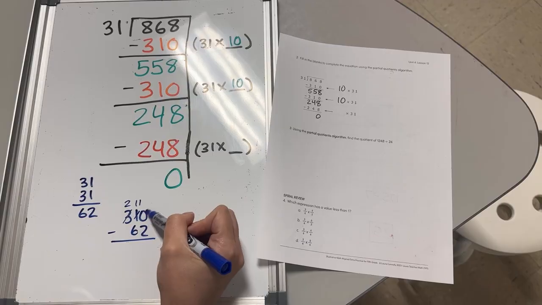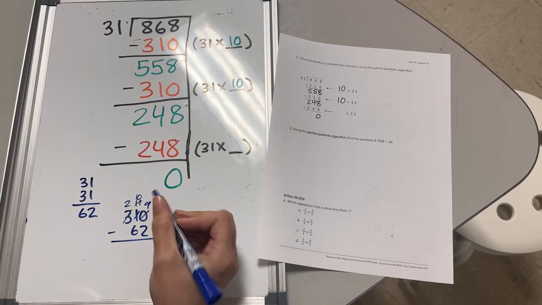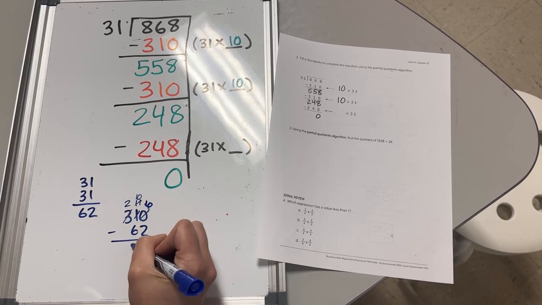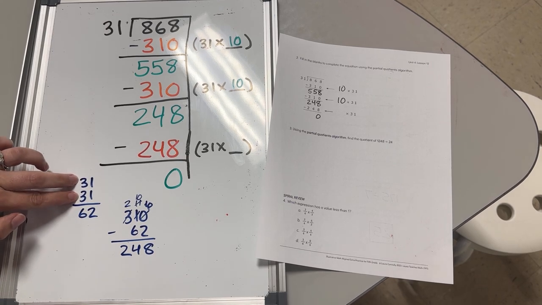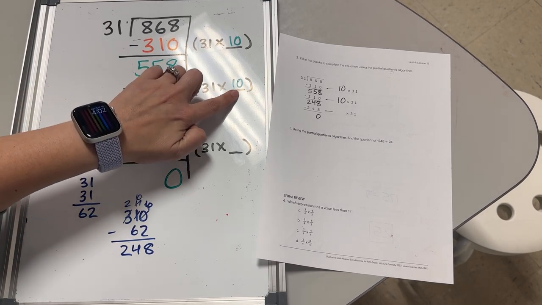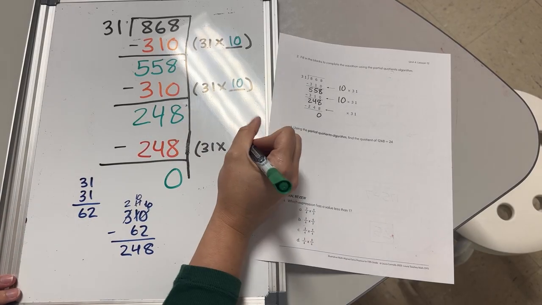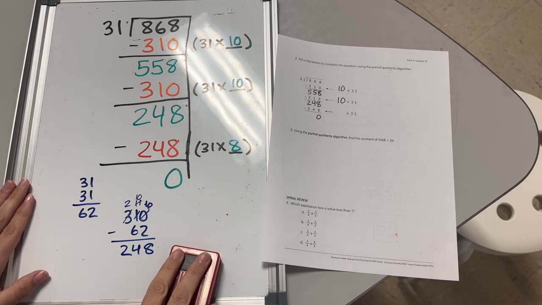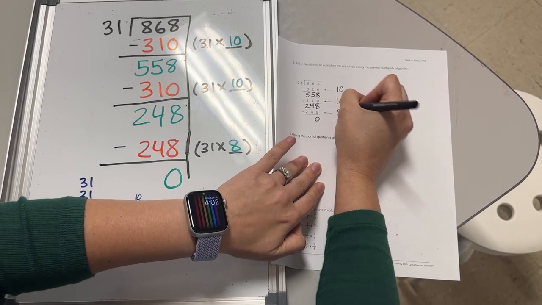It's going to require me to do a little bit of regrouping here. And it does. It gives me 248. So that means if I had 2 groups of 31 that I took away from my 10 groups of 31, I'll take 2 groups away from the 10, meaning that this is 8. 31 times 8 gives me that 248. So I'm going to go ahead and fill that in over here, times 8.